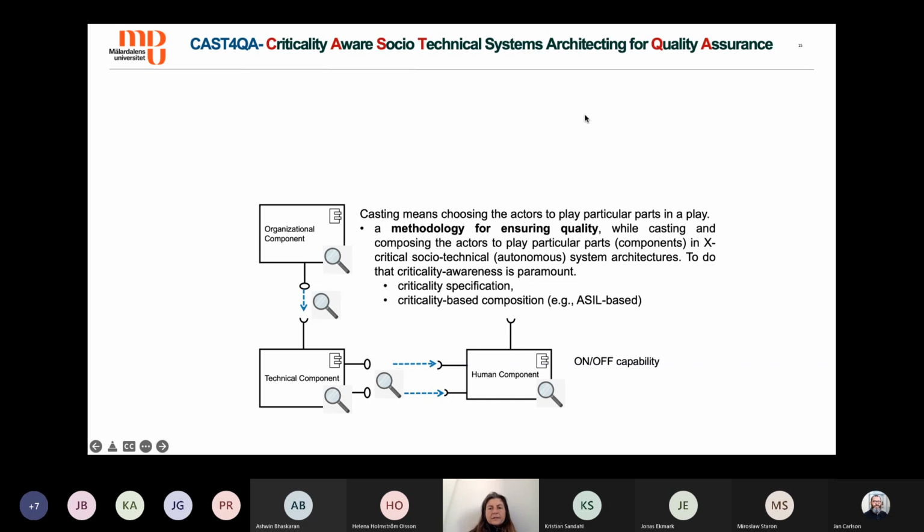So in the context of the software center, I had proposed to work on a project called CAST for QA, Criticality Aware Socio-Technical System Architecture for Quality Assurance, with the purpose of reasoning about the different attributes, the flavors of this criticality. And here I'm presenting the initial brainstorming that was conducted in the first sprint with respect to controllability, and I was working also on other aspects.